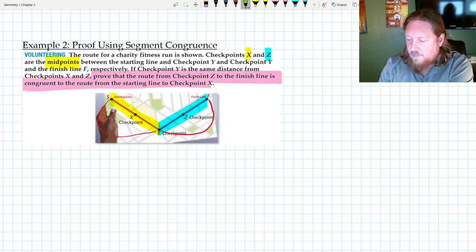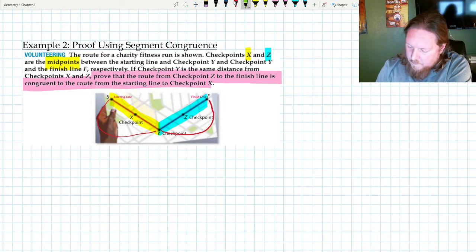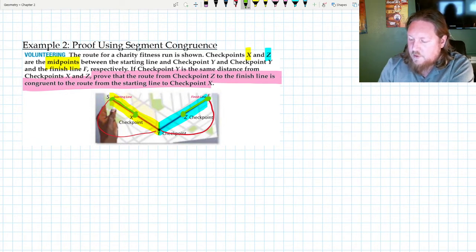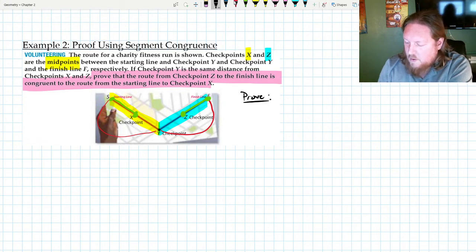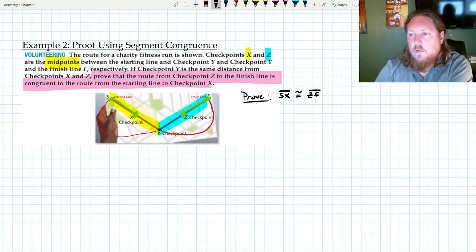They want us to prove that the segment from Z to F, Z to the finish line, is congruent to the starting line, S, to checkpoint X. So what they want you to do here is to prove SX is congruent to ZF. Now, what else do we know about the problem here?